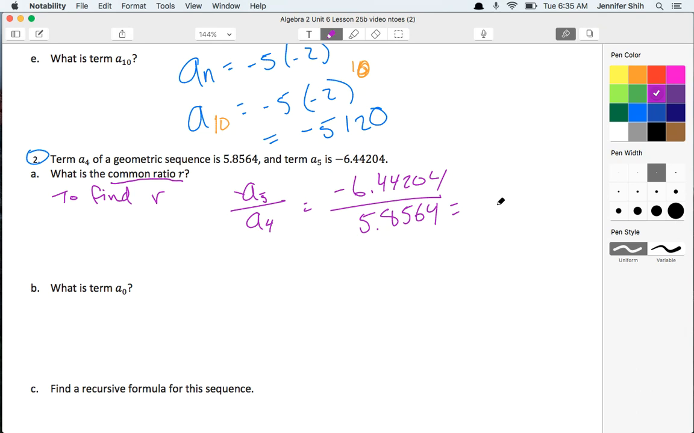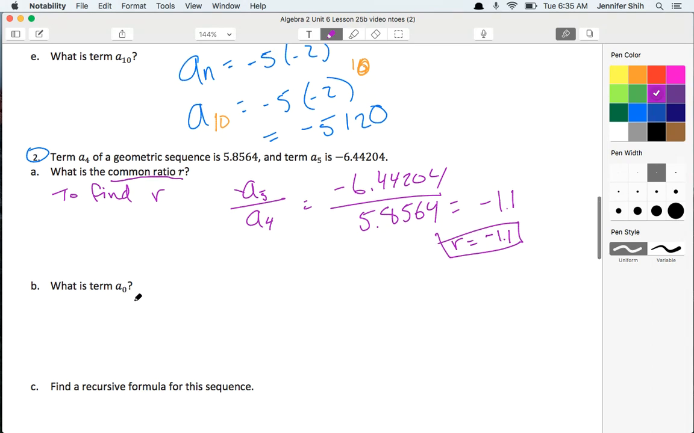And this is going to be negative 1.1. Ooh, so this is our R value. R is equal to negative 1.1. This is going to be very, very important in our geometric sequence. So what is A sub naught?